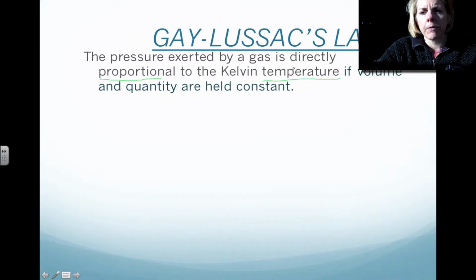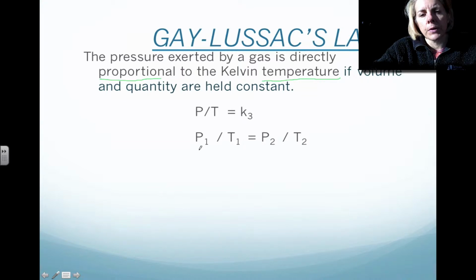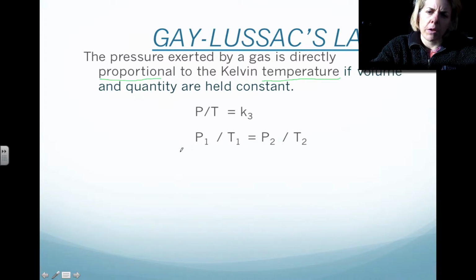And you're ignoring volume and the number of moles. So when you represent it with the variables, notice that it's pressure divided by temperature, and that's equal to a constant. And you can relate two different gases or two different situations here with P1 over T1 equals P2 over T2. So if you know three of the variables, you can solve for the fourth variable.